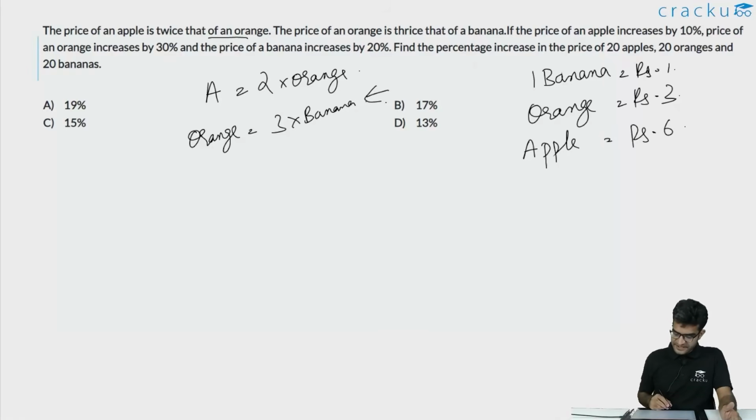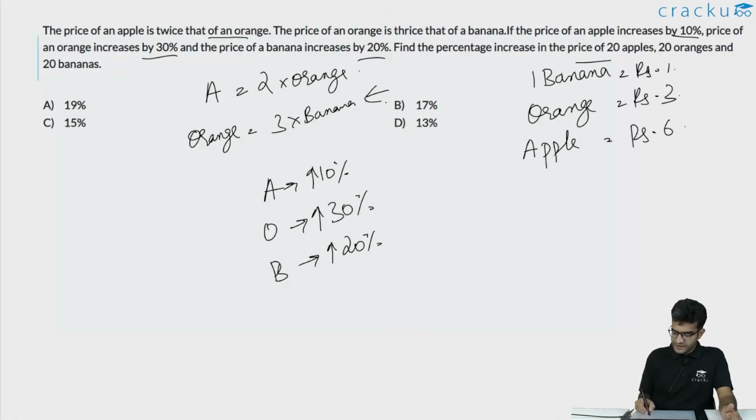Now, the price of an apple increases by 10%, the price of an orange increases by 30%, and the price of a banana increases by 20%. We are required to calculate the percentage increase in the price of 20 apples plus 20 oranges plus 20 bananas.